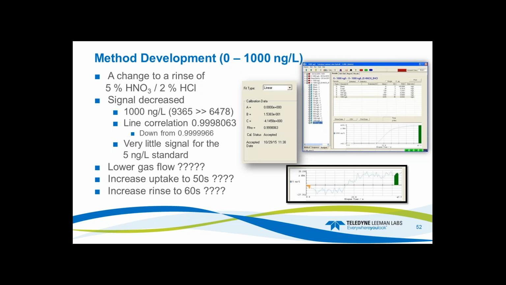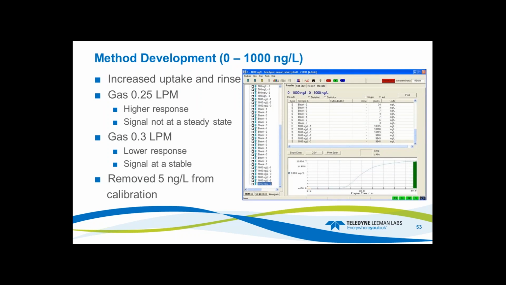Let's lower the gas, maybe increase the uptake time, increase the rinse time. If I increase the uptake time, I'm going to put more mercury load into the system. So let's look at 0.25 liters per minute. That gave me a higher response. Signal still not quite at a steady state, so I changed it to 0.3 liters per minute. Lower response again because I changed the residence time, so I'm pushing it through slightly faster, but the signal is stable, and I removed the 5 nanogram per liter sample from the calibration.